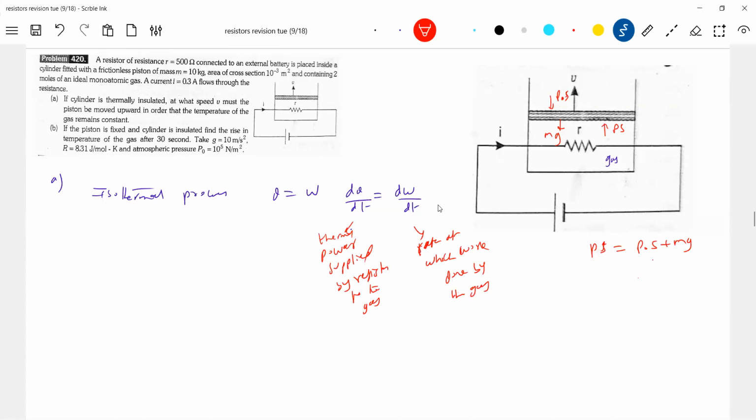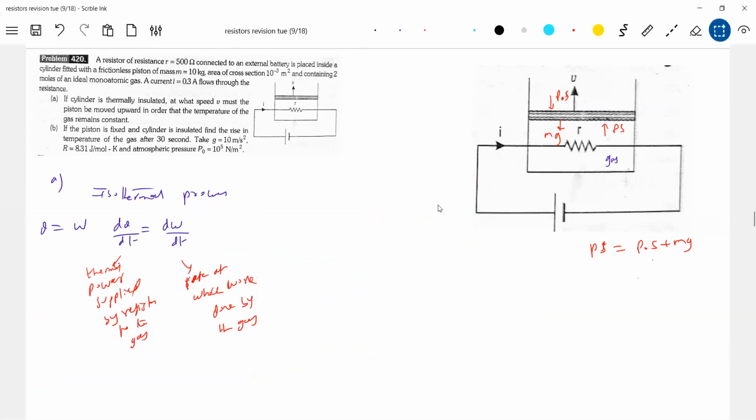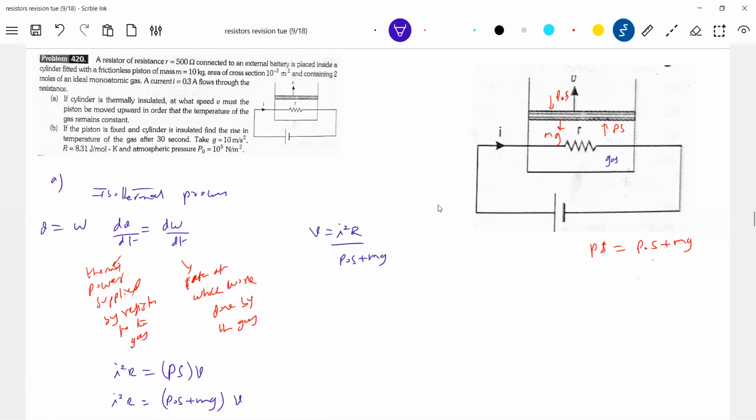Where will it go? It is utilized to lift the piston and also to overcome the atmospheric pressure force. So how to calculate that? The next equation will be I squared R equal to PS into V. Okay, this is the expression for the speed of the piston.